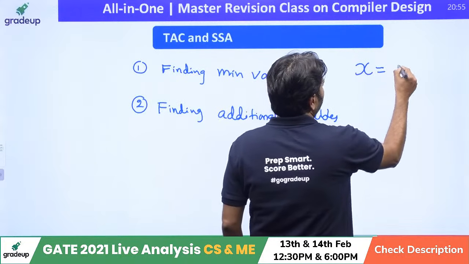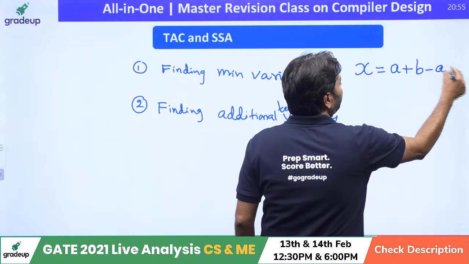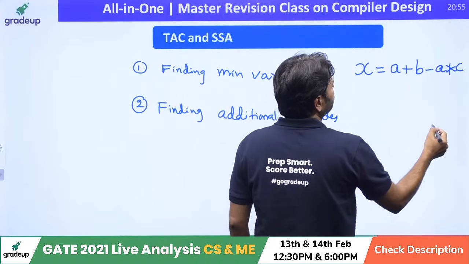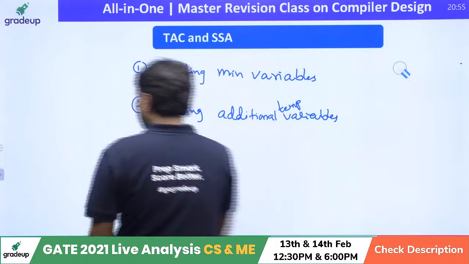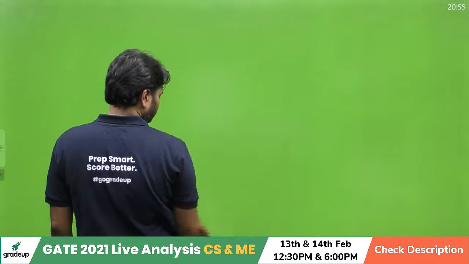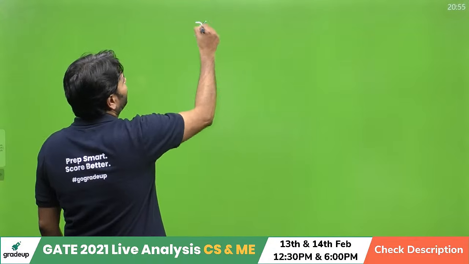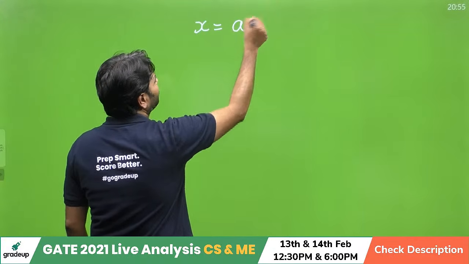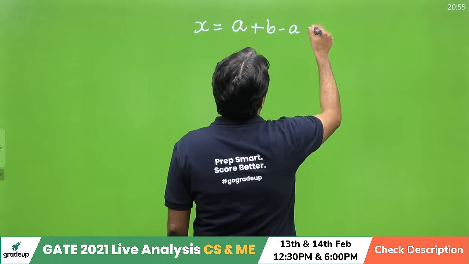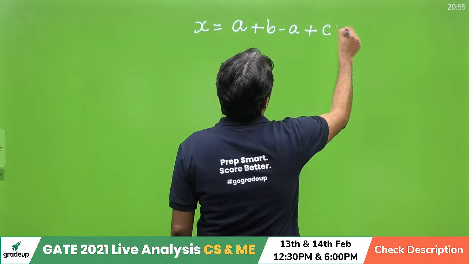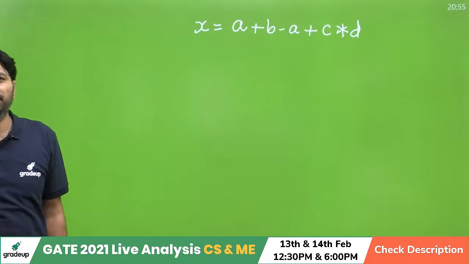X is equal to a plus b minus a into c. Okay, just wait, guys. Let me take another slide. I need to go a little bit slowly now. X is equal to a plus b minus a plus c multiply with d. There is some example.